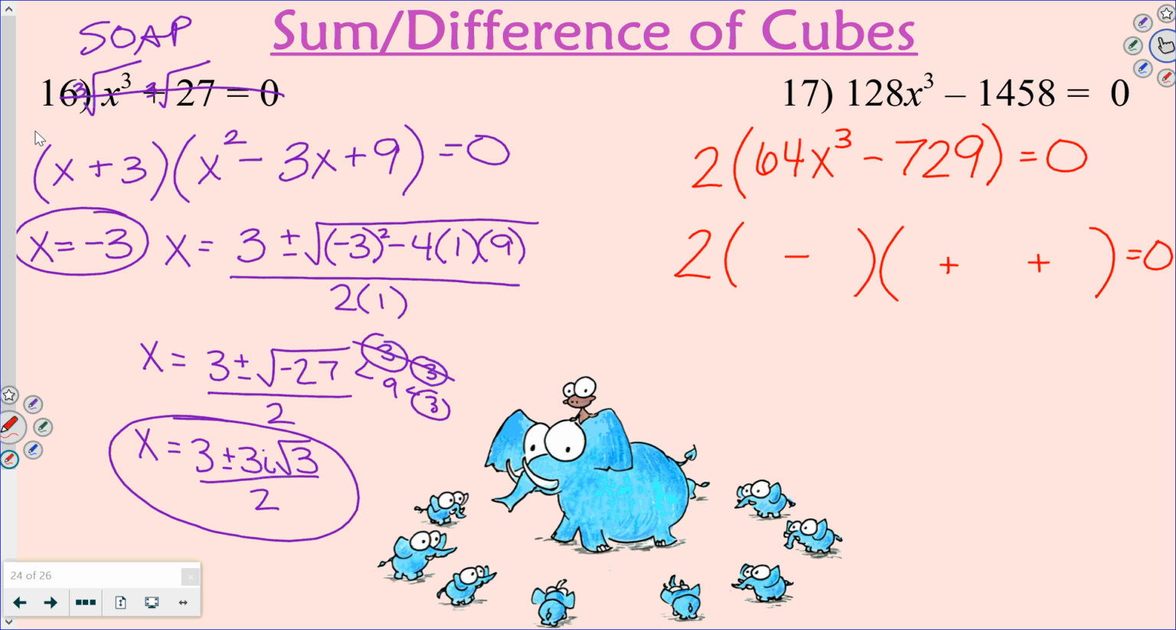All right, what's the cubed root of 64x cubed? It is 4x. Cubed root of 729 is 9. And then square, multiply, square. What is 4x squared? 16x squared. Multiply 4x times 9. Do I change it to the negative? No, I put my signs in first so I don't have to worry about it. So that gives me 36x.